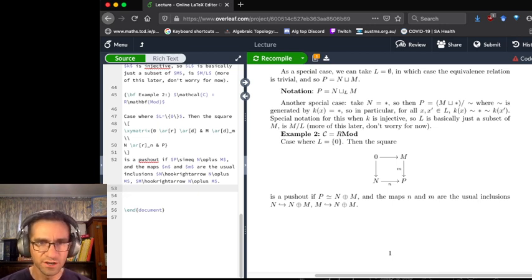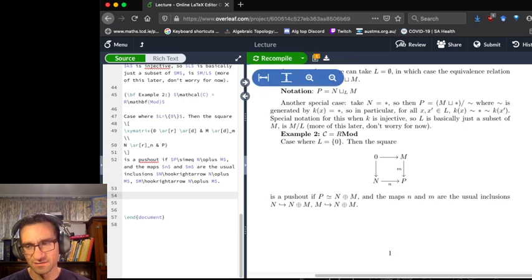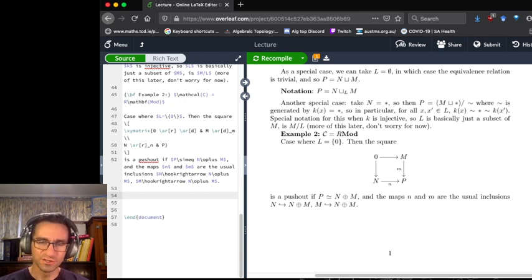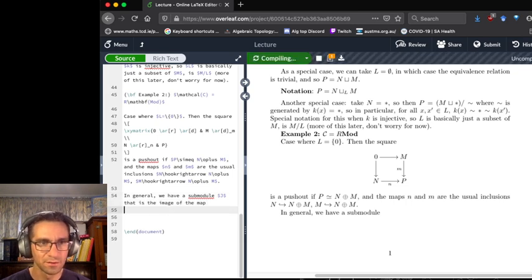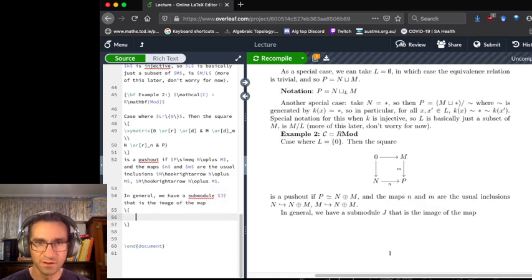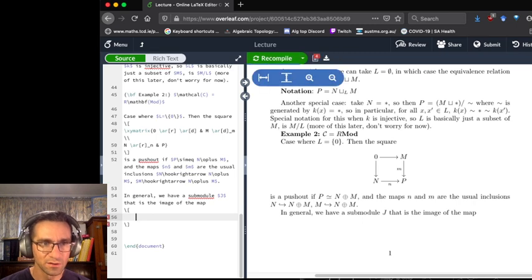Okay, so in general, what do we have? So instead of taking sets and identifying things by an equivalence relation, what we're going to do is quotient by a submodule or a subspace. So let's see, in general we'll have a submodule. Let's call it J, a nice letter on my keyboard. J is the image of the map, and this is where L is not zero.